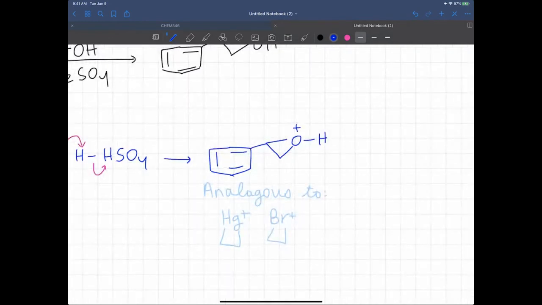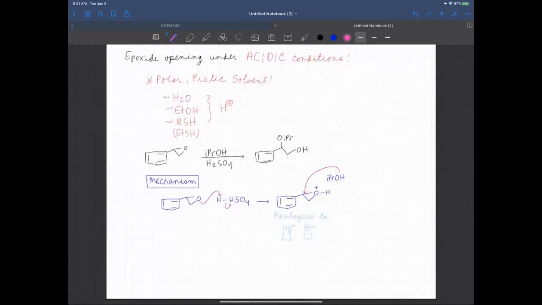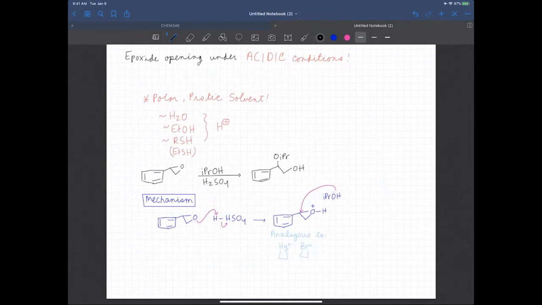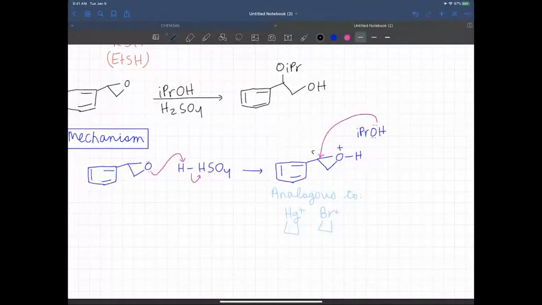So right now, if I'm adding isopropanol, okay, remember isopropanol comes in as a whole chunk and attacks this right here. Okay, let me just write a note there that under these conditions, electronics dominate. Okay, because this site here is more electrophilic than this site, so it's gonna get attacked on the more substituted site.